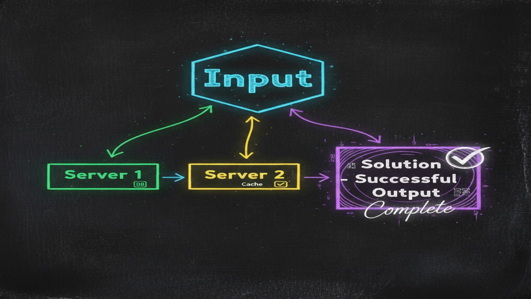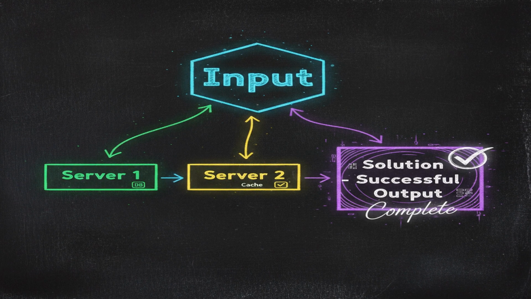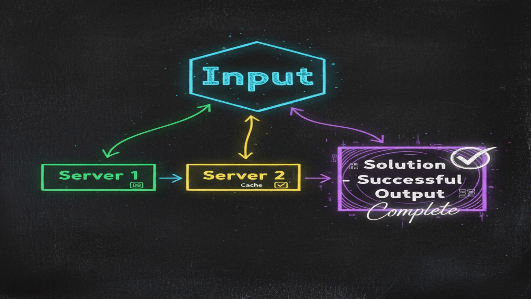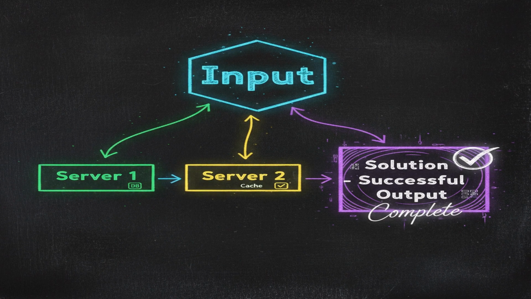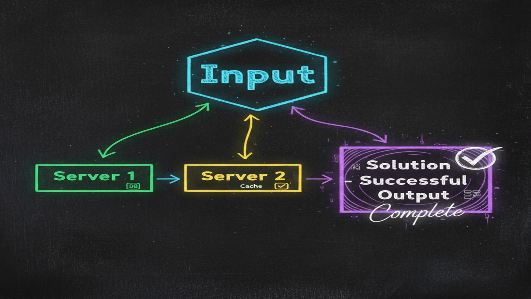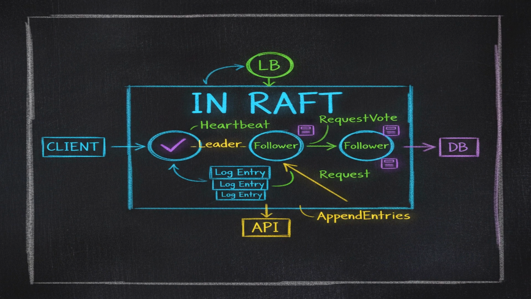Load balancing distributes incoming requests across multiple servers. Common load balancing algorithms include round-robin, least connections, and IP hash. Round-robin distributes requests evenly across servers. Least connections routes requests to the server with the fewest active connections. IP hash routes requests based on the client's IP address, ensuring sticky sessions.